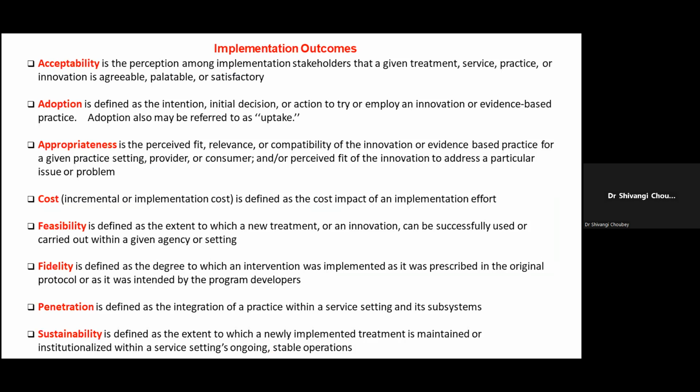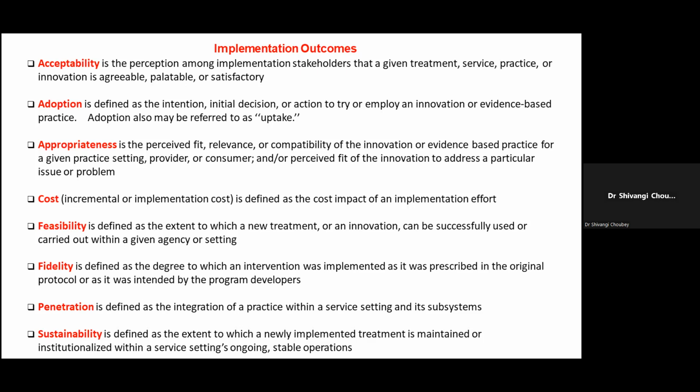So this is the taxonomy of implementation outcomes given by Proctor et al. There are around 8 implementation outcomes. First is acceptability. If you implement some program, do providers or patients find the intervention agreeable or satisfactory? Then adoption. Adoption is whether providers are delivering the intervention or not. It is the intention, initial decision or action to try or employ an innovation or evidence-based practice. It is the uptake, whether an organization or provider has taken up the implementation or not.